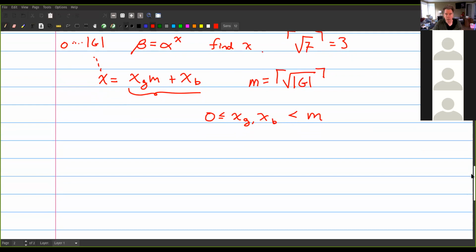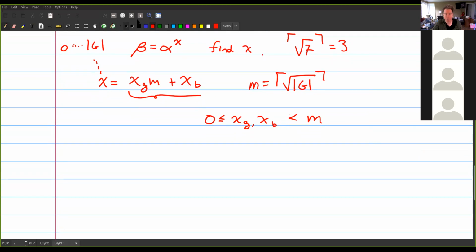All right. So, Professor, isn't beta equal to alpha to the x same as g is equal to alpha to the x? Yes, I'm just following the book's notation. I was using G for group element, but for whatever reason, the book uses beta, so I switched to beta. But it's the same as G. Okay, so beta is equal to alpha to the x.